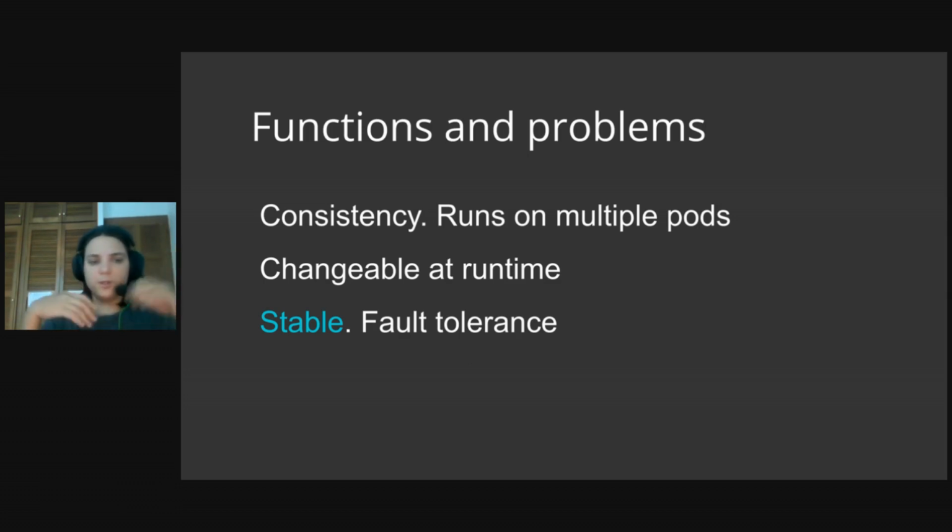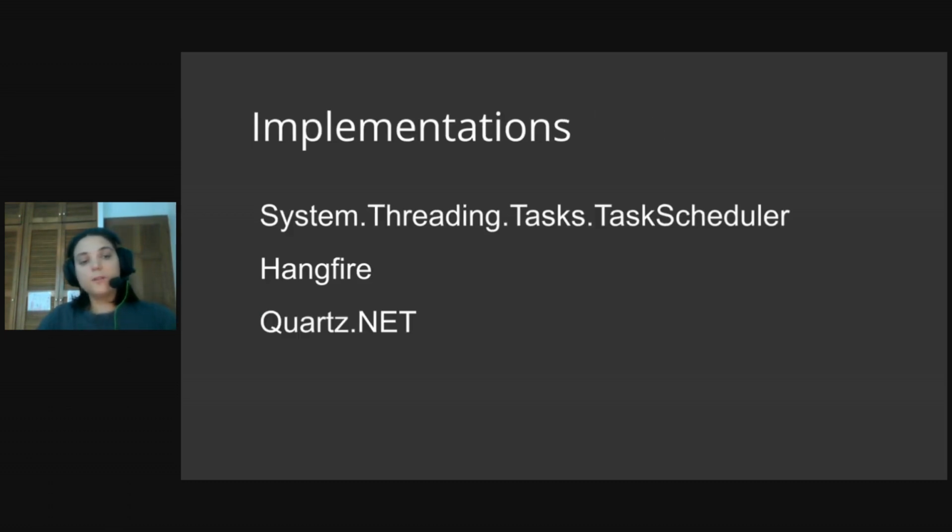There should be an error around it, but my application should keep working after one of the tasks fails. Okay, what implementation do we have now for it? First of all, it's of course Task Scheduler in the System namespace. It's from Microsoft. It works well, but it doesn't work if you have more than one pod.